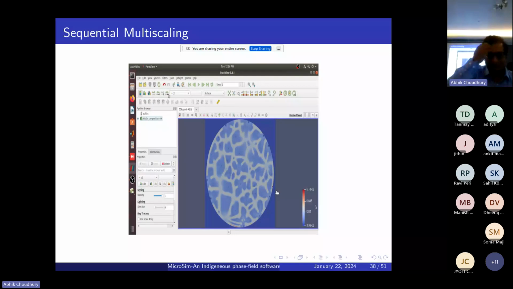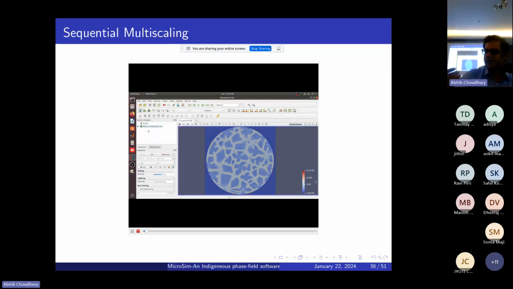So in this framework, we have added something called sequential multiscaling. That means you do a solidification simulation, and since solidification simulations are done at a scale which is much larger than the heat treatment scale, if you want to do the heat treatment on the same domain as the solidification, it will become computationally very intensive. And that's not required, because they are operating at two different length scales. So you do a solidification problem like the one here. This is a solidification of an atomized droplet.